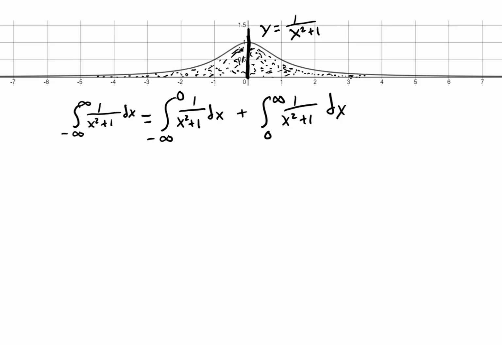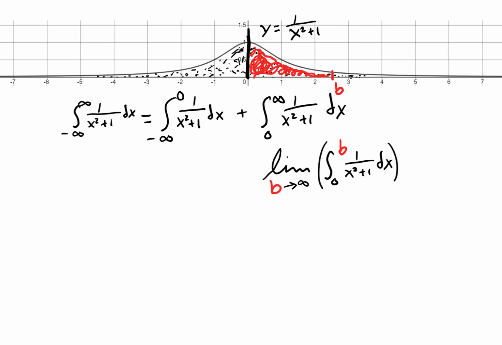On the right side, we have the integral from 0 to infinity of 1 over x squared plus 1 dx. As we did in the previous example, we start by finding the area up to x equals b, as shown here in red. This is the integral from 0 to b of 1 over x squared plus 1 dx. Then we consider what happens as b approaches infinity.